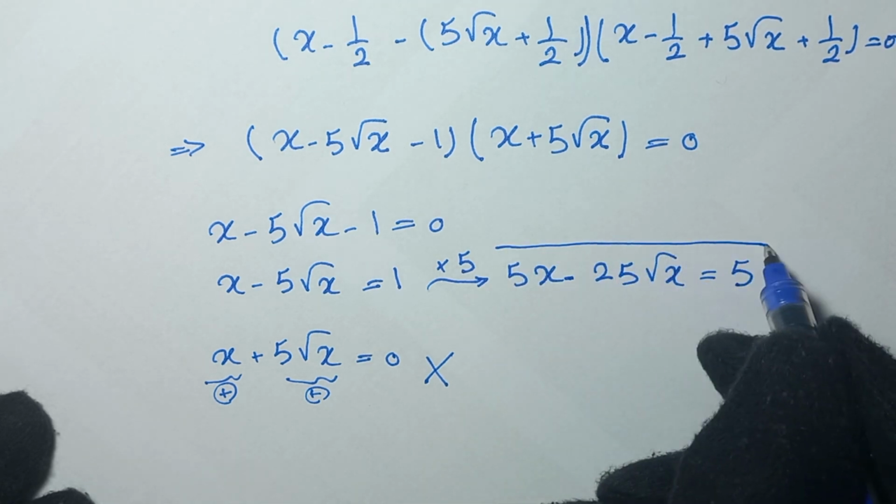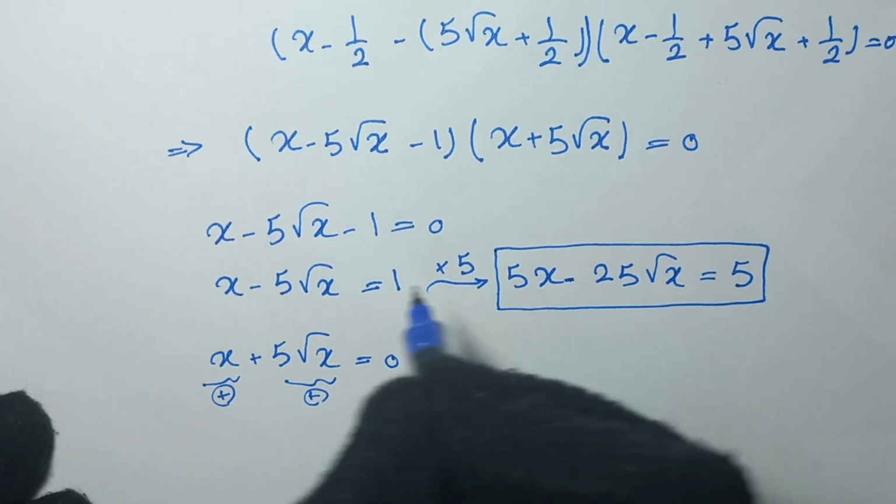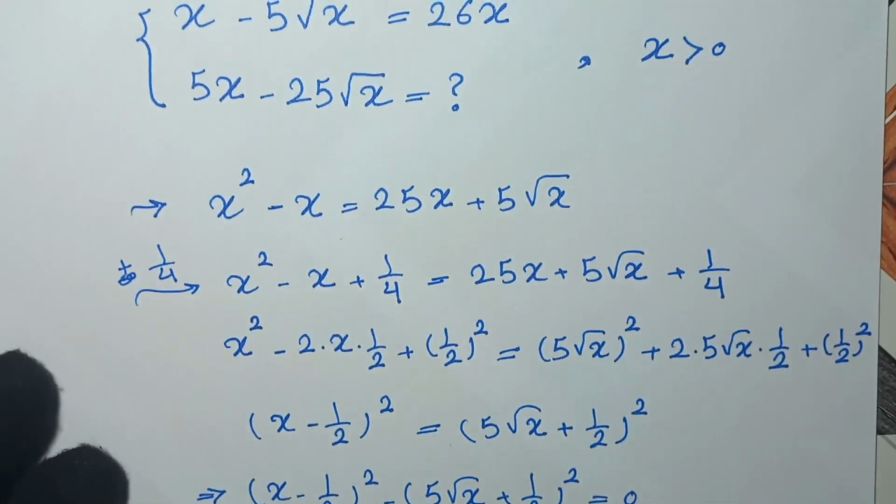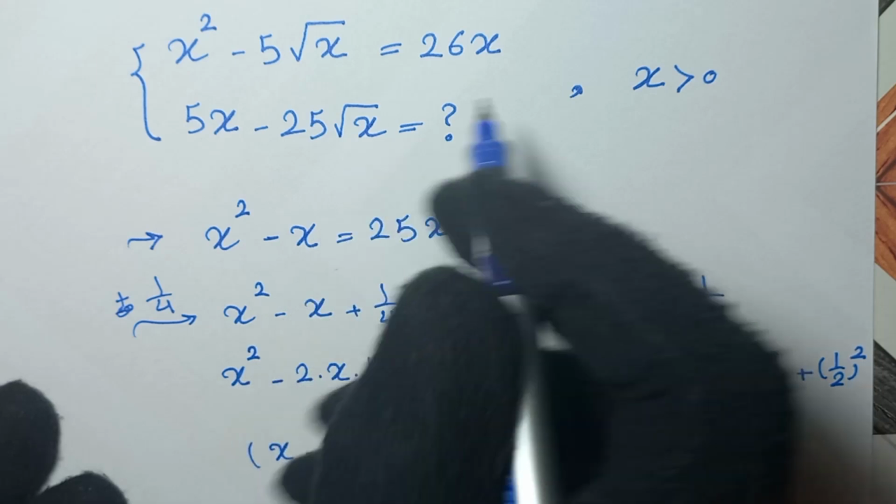So this is our final answer, and here we write 5x minus 25 square root of x is equal to 5.